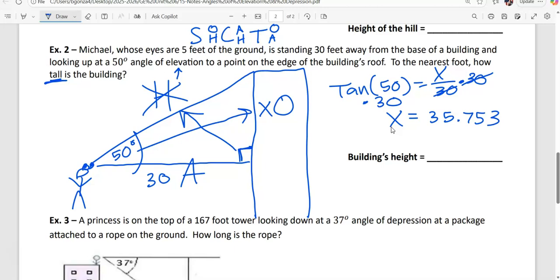Well, so some people would say that's the answer, Mr. G. I found the missing X. Everything's great. But is this X the whole building? Well, that's only his eyeballs. So we have to remember his eyes are 5 feet off, not of, off the ground. So we got to take this number and just add those 5 extra feet. And you would get 40.753.